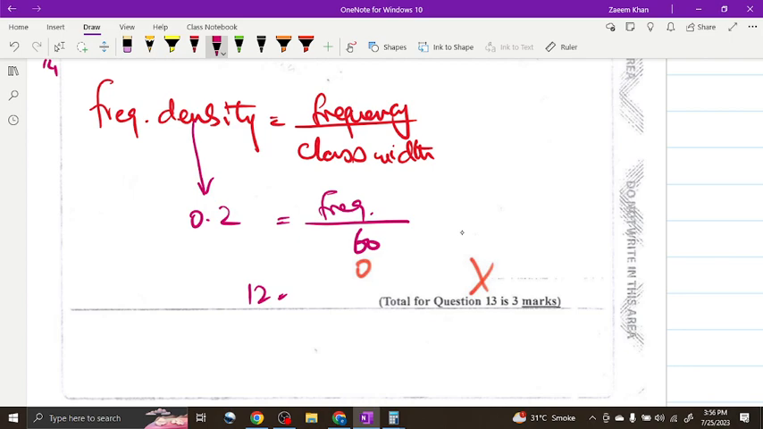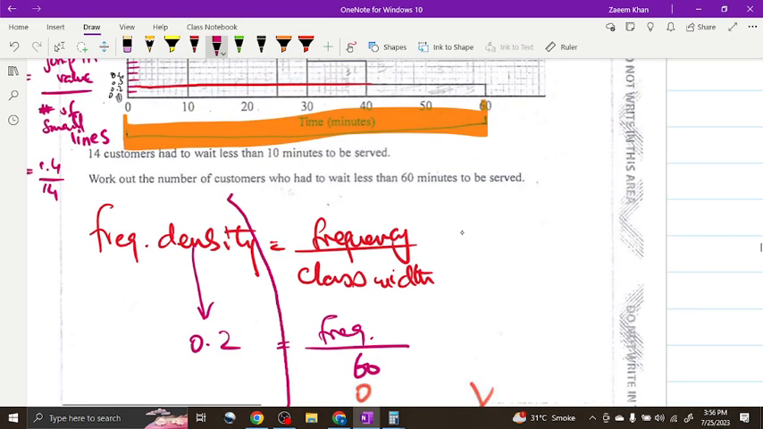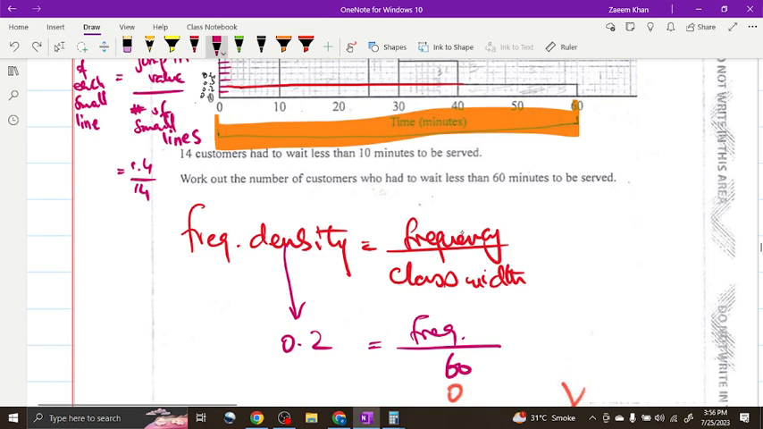12 is the number of people, or number of customers, who had to wait less than 60 minutes to be served. Does this make sense? Okay.